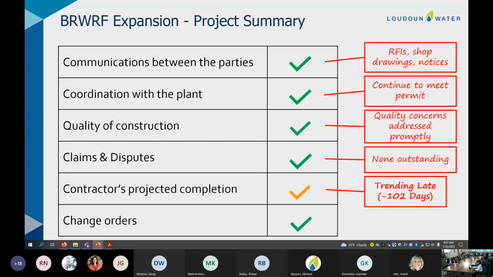Unfortunately, the project is trending late. I shared this the last time around, and I've got the latest number of days that were forecasted late for substantial completion up there. So that's the one dark cloud in all this, but change orders were at 10 executed. We added one to the list since the last presentation. And so I'm going to talk just a little bit more in my next.